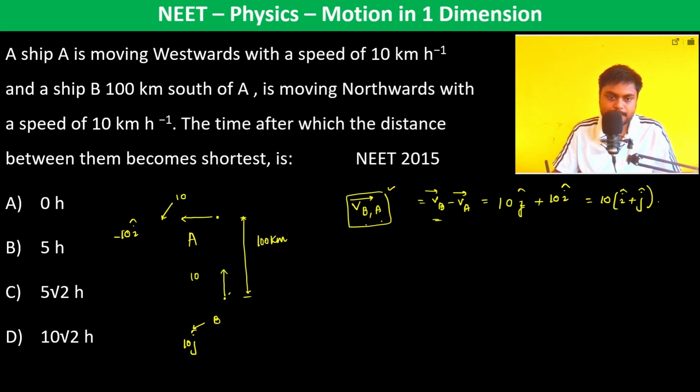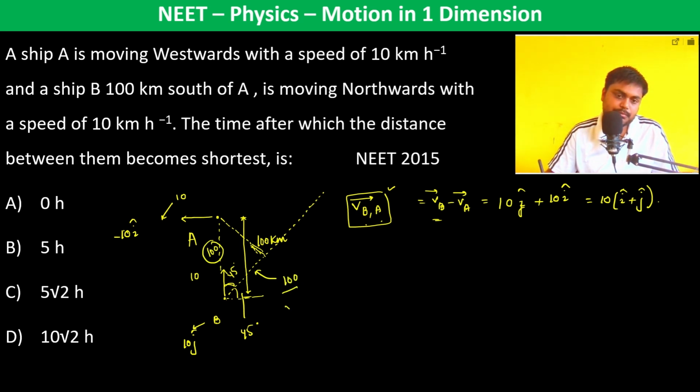Okay. Which is 45 degrees. Now this is 100 kilometers. So therefore, if we kind of, so this is 45 degrees, so this is also 45 degrees, and this is 100. So therefore this is 100 divided by root 2, which is 50 root 2 kilometers.